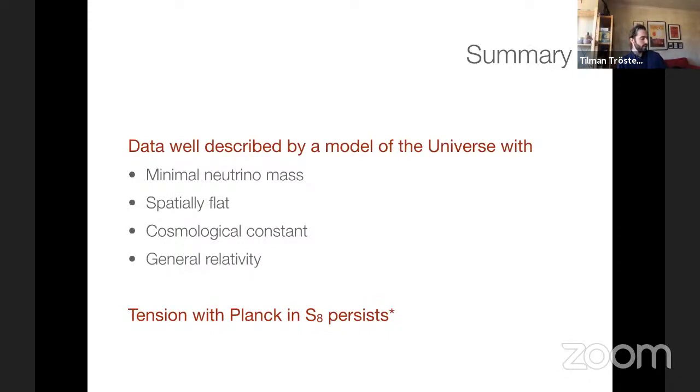So to summarize, we find that the basic fiducial model we used before, so minimal neutrino mass, spatially flat lambda CDM, works perfectly well for our data. There's no indication that any of these models works better or worse than the fiducial model. And with the exception of the wCDM case, the tension with Planck in S8 persists essentially unchanged.